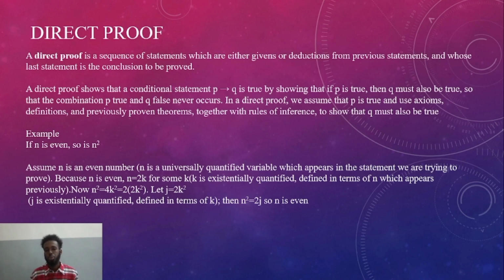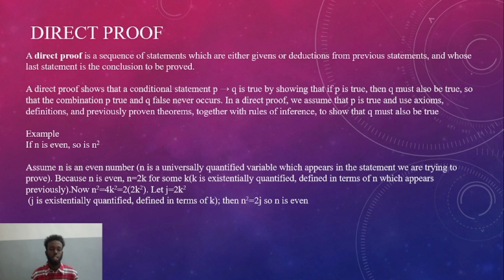A direct proof shows that a conditional statement P implies Q is true by showing that if P is true, then Q must also be true, so that the combination of P true and Q false never occurs. In a direct proof, we assume that P is true and use axioms, definitions, and previously given theorems, together with rules of inference, to show that Q must also be true. So what does this mean? This means that direct proof results are quite straightforward.